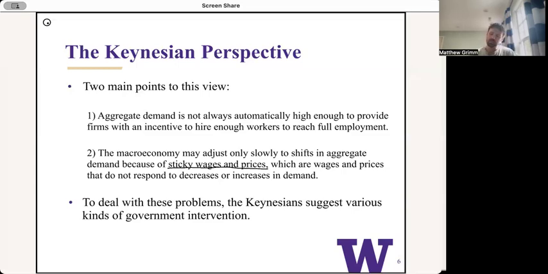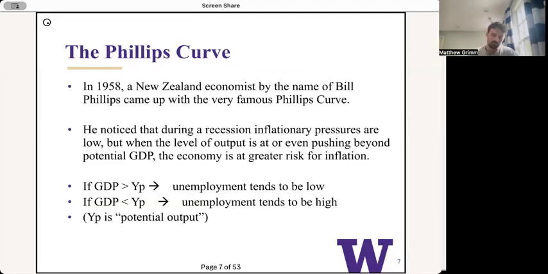So to deal with these problems, the Keynesians suggest various kinds of government interventions. And then this kind of spawned what's called the Phillips curve. So, shout out Bill Phillips. He came up with this Phillips curve. He noticed that during recession, inflationary pressures are low, but when the level of output is at or even pushing beyond potential GDP, the economy is at a greater risk for inflation. So, if GDP is greater than the planned output, then your unemployment tends to be low. If GDP is less than that, your unemployment tends to be high.